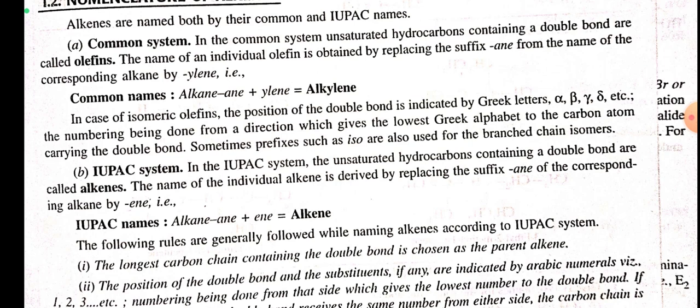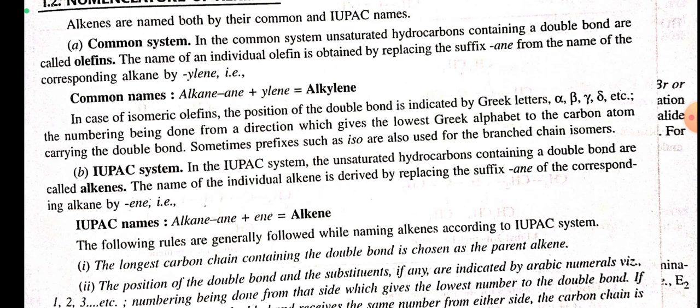In case of isomeric olefins, the position of the double bond is indicated by Greek letters alpha, beta, gamma, delta, etc. The numbering is done from a direction which gives the lowest Greek letter to the carbon atom carrying the double bond. Sometimes prefixes such as iso are also used for the branched chain isomers.